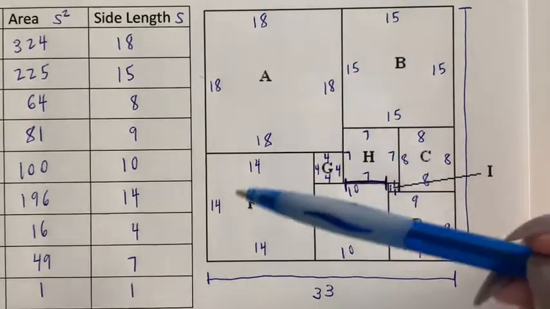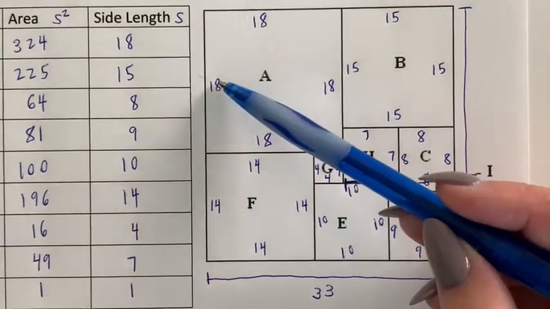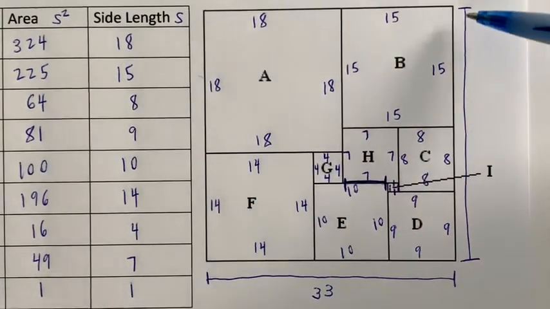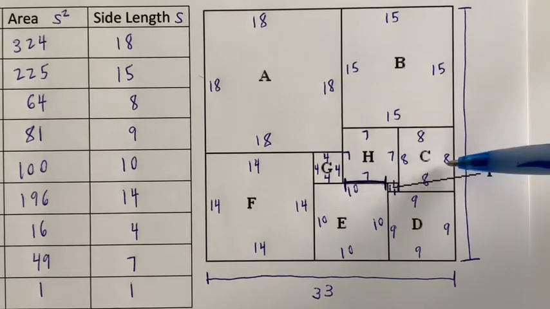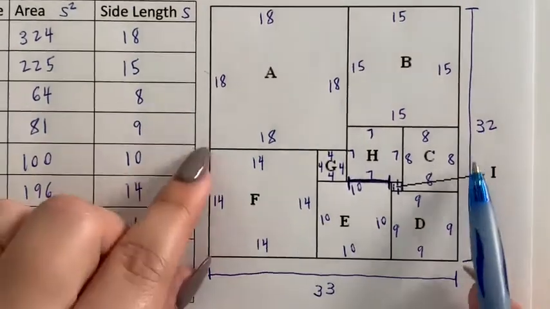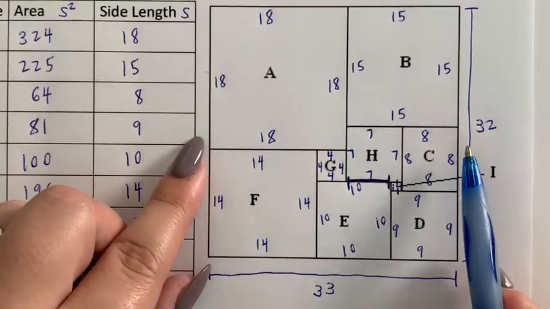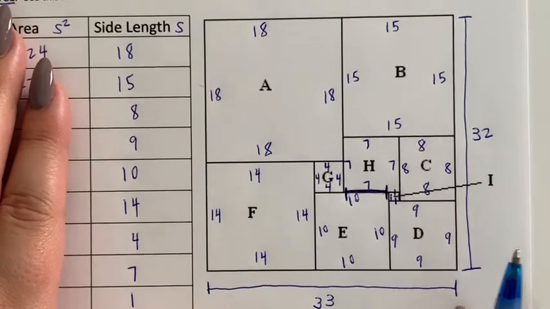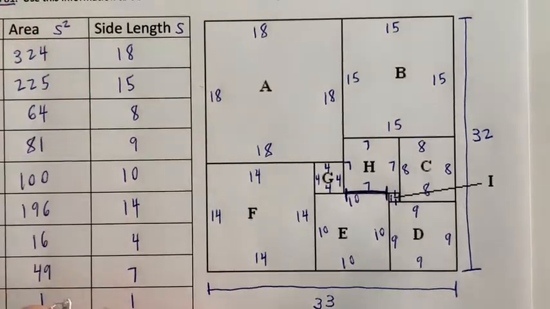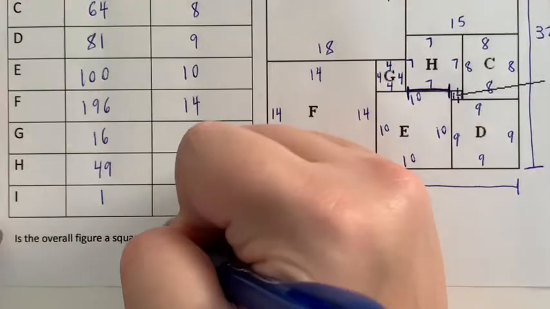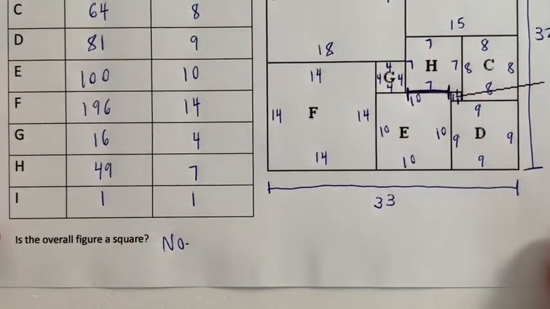I could double check here going along the left side when I do 18 plus 14, or over here along the right side, I could do 15 plus 8 plus 9, and I get 32. So my left and my right sides of this square are 32, and across the top and the bottom, my side lengths are 33. So if I have two different side lengths, can the overall figure be a square? The answer to that is no.